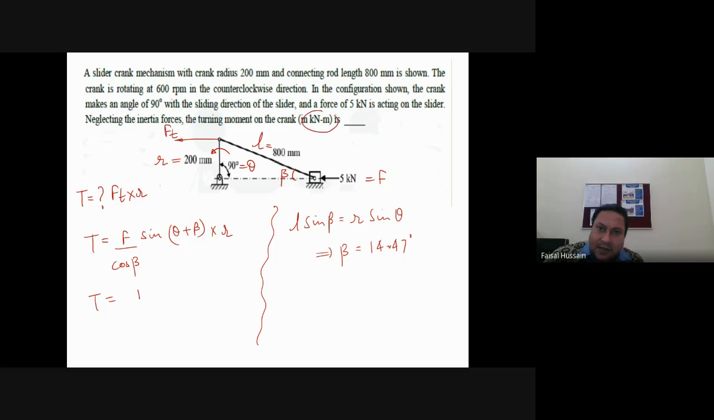In what unit is the answer needed? Kilonewton meter. So substitute the value of F as 5 kilonewton and the value of R in meters. Understood? So the answer will be 1 kilonewton meter. This will be the answer.